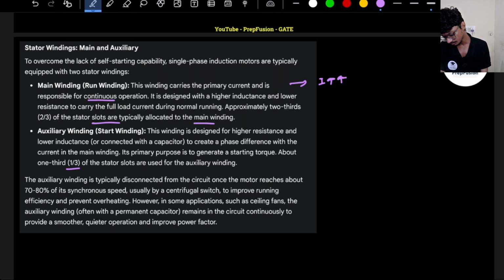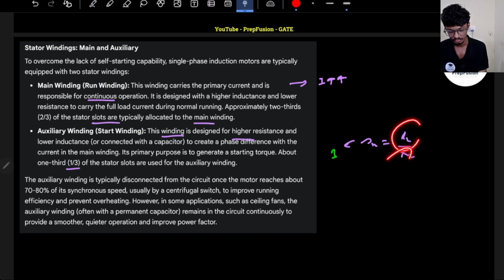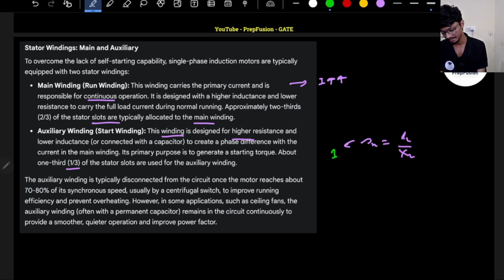Okay, so this winding is designed for higher resistance. Why higher resistance? Because if you remember, your slip is proportional to R2 by X2. So I want the slip to happen at starting. So of course I have to increase my R2, right? When R2 is equal to X2, then slip will happen at starting. So I want a higher resistance winding at the starting. That's why this winding has higher resistance and lower inductance, to create a phase difference in the current between the main winding and the auxiliary winding. Its primary purpose is to generate a starting torque.